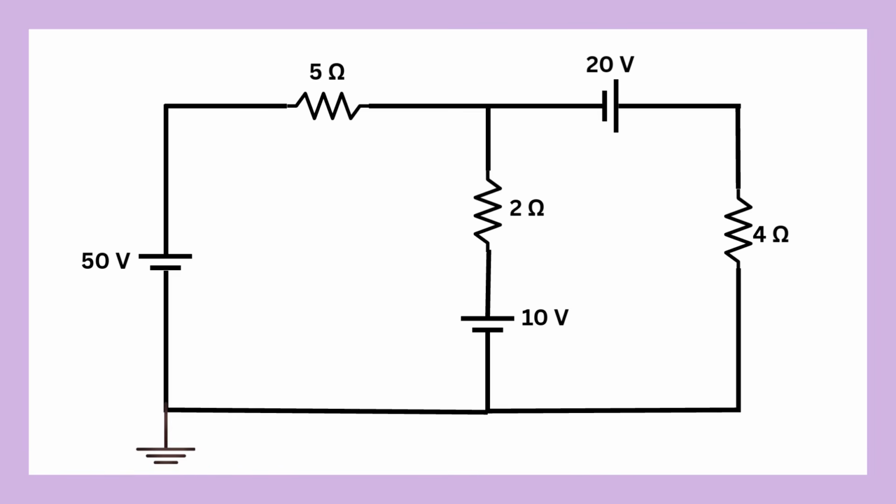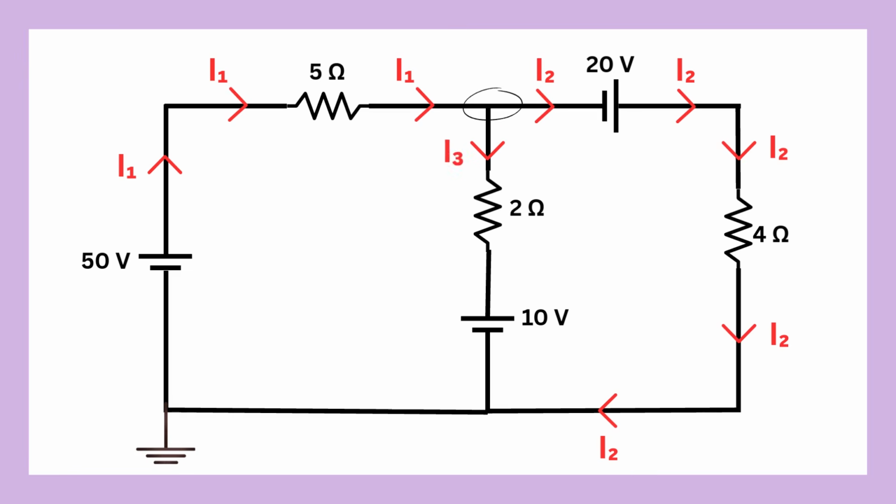Second, we mark the currents in the circuit, starting from the battery. I'll mark this current as I1. At this node, the current splits into two branches. I'll mark this branch as I2, and this branch as I3. At this node, the sum of I2 and I3 gives the current I1.